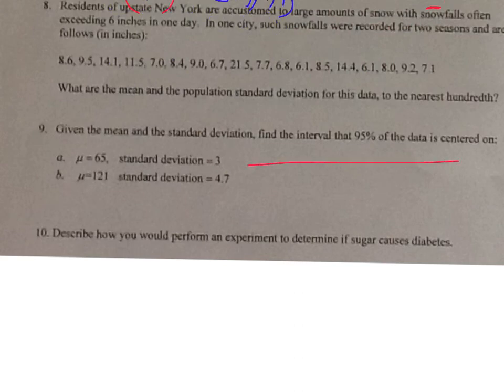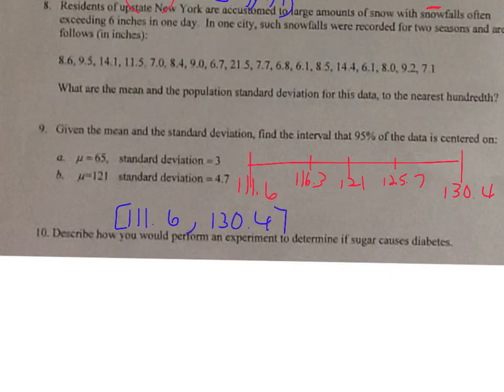So I have my mean right in the middle, 121. My standard deviation is 4.7. So 1 standard deviation would put me at 125.7. 2 standard deviations, which is what I want, 95%, is 130.4. 1 standard deviation to the left would be 116.3. 2 standard deviations to the left would be 111.6. So that would be from 111.6 to 130.4. Okay, and the last one.